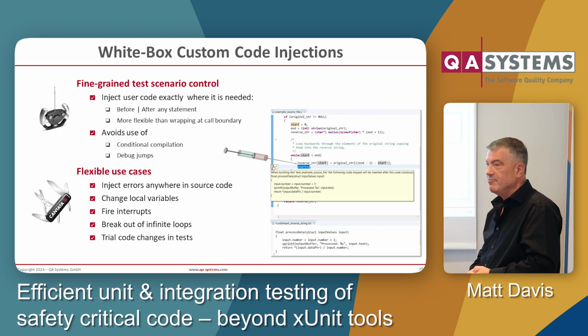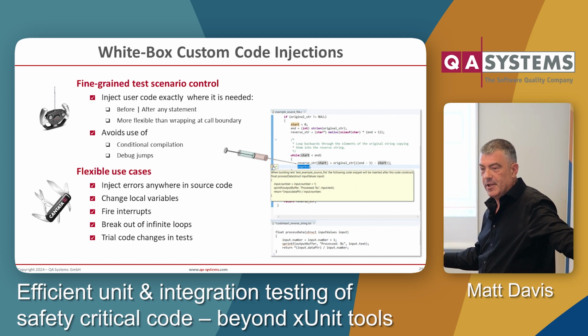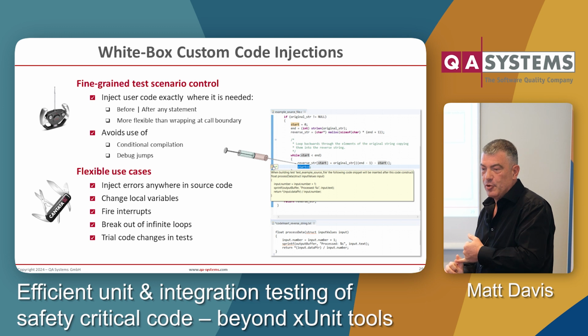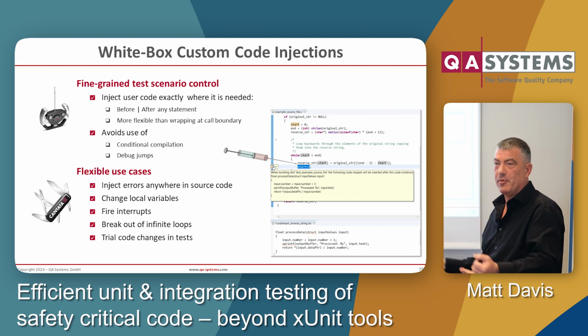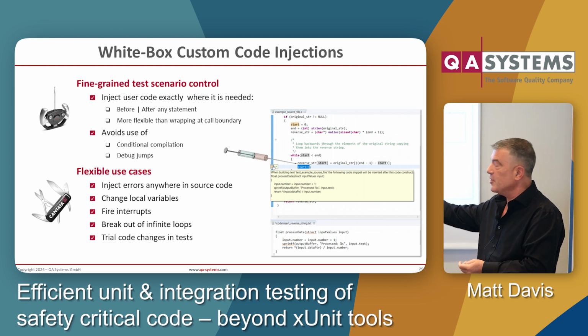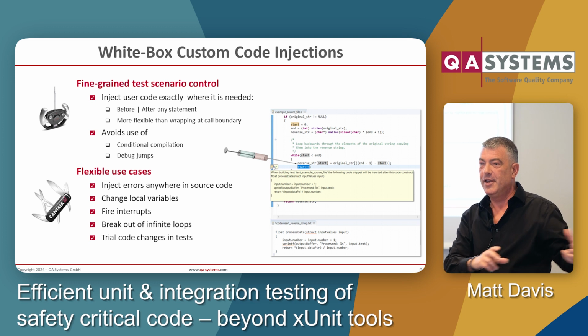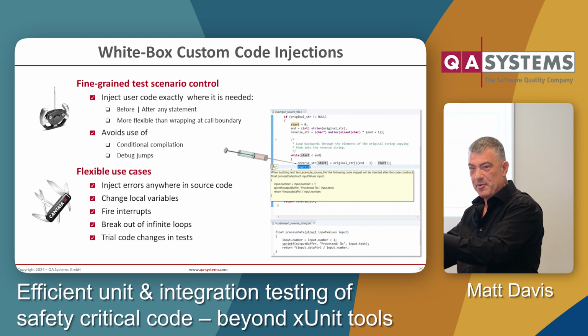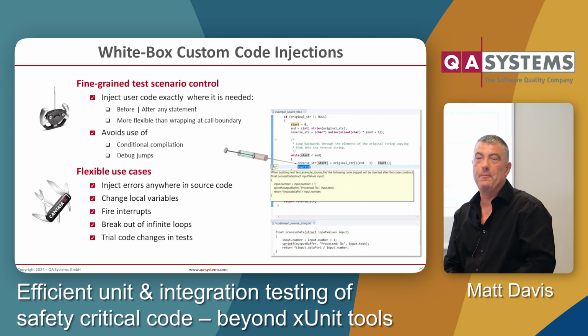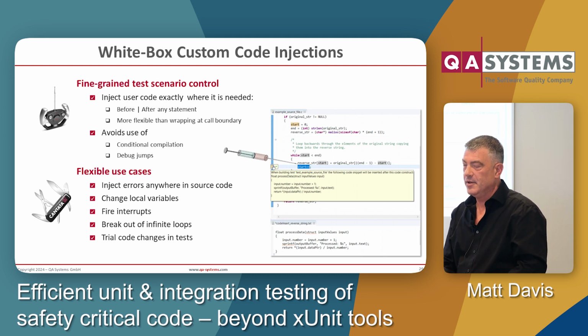Types of use cases: inject an error anywhere, change a local variable, fire an interrupt, break out of an infinite loop, which is always a problem for testing. And you can even use it to trial code changes. If you're the tester and you're not the coder, you can say, ha, found a bug, this is the fix, see the fix, it works with the fix, there's the fix file. Go add that to your code.